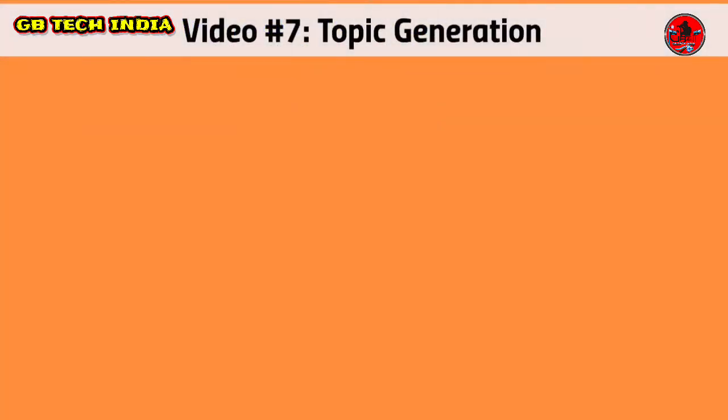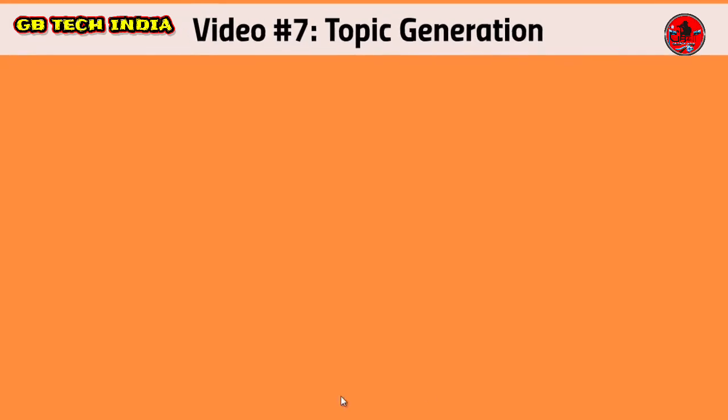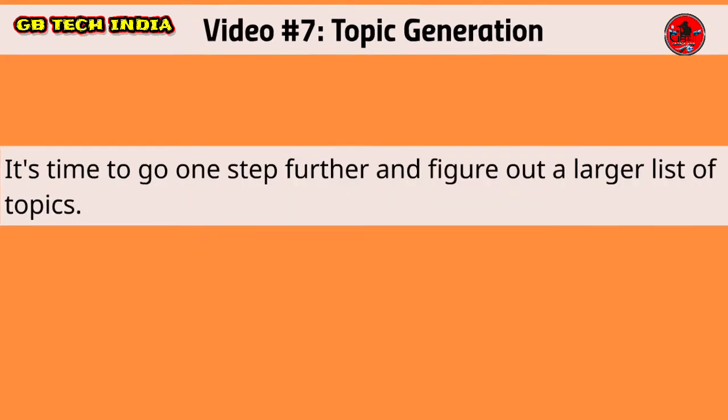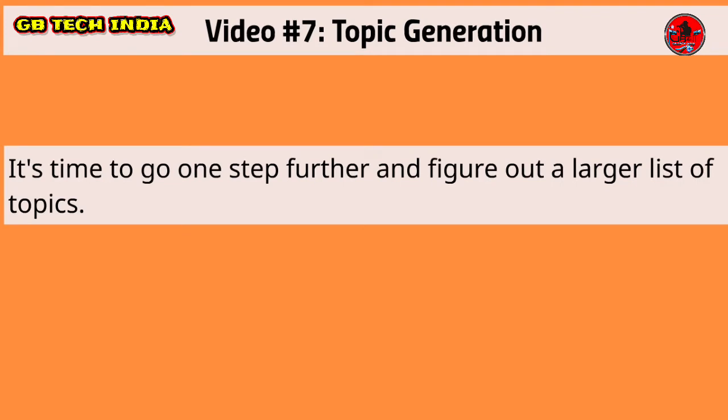Hello and welcome back. This is video number 7, and we are going to talk about topic generation. So it's time to go one step further and figure out a larger list of topics. Now, we obviously have a list that we created earlier, but we want to make sure that we verify that they are truly in demand, and that is something that people are asking for out on the internet. So how do you go about verifying this? Let me go ahead and show you.